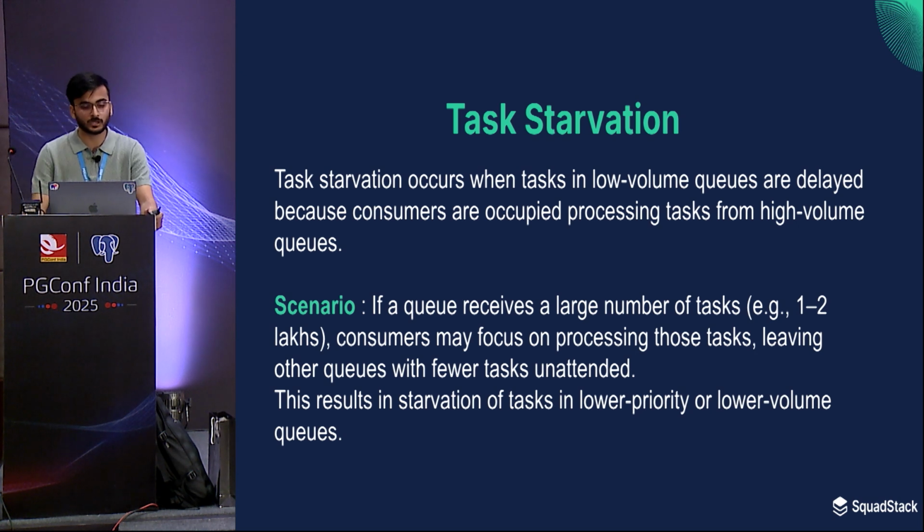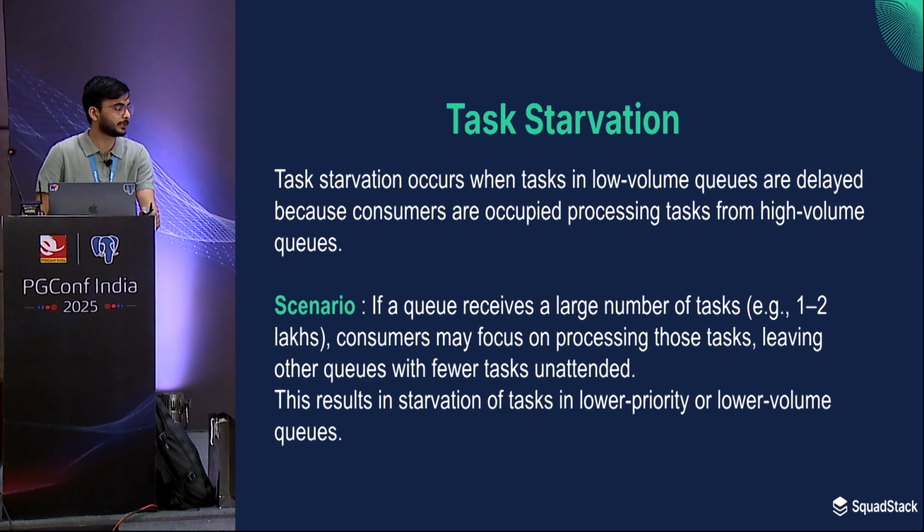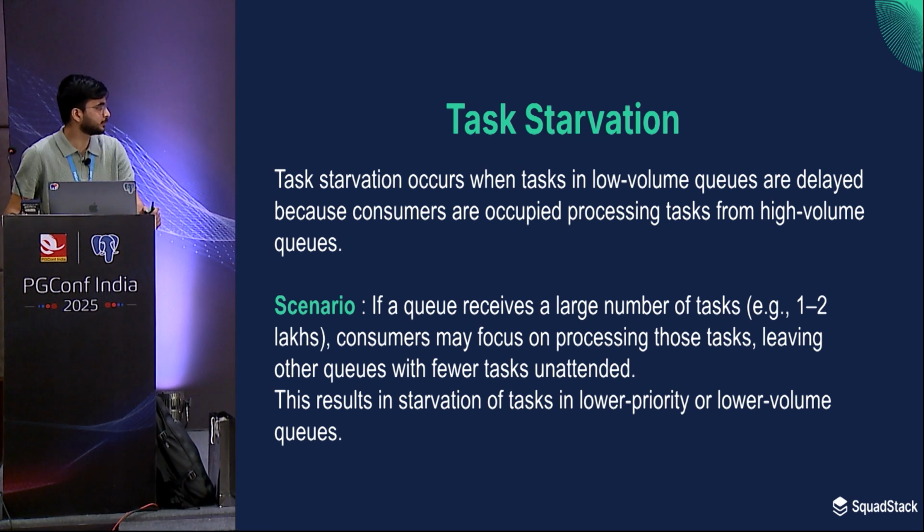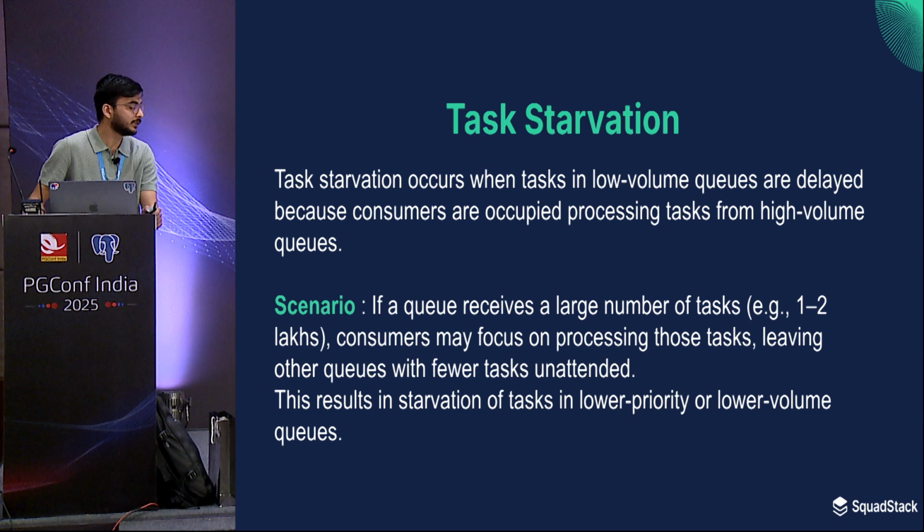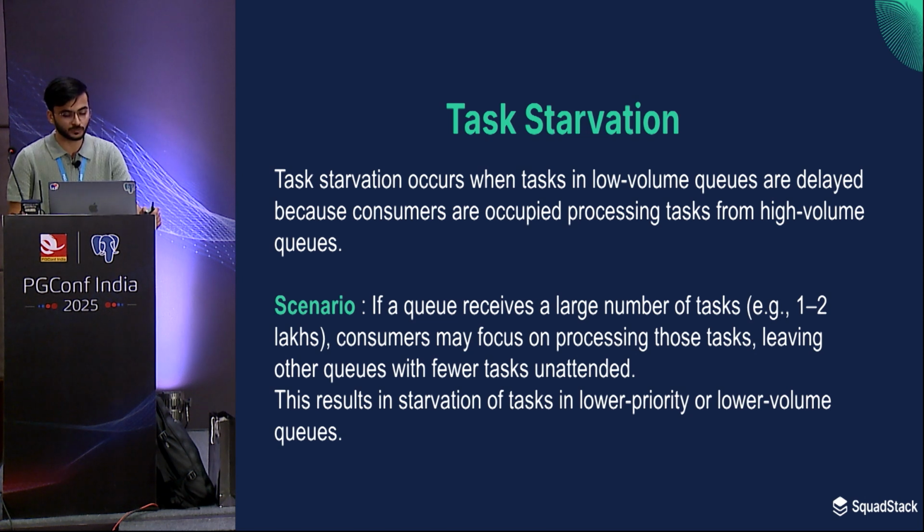Now let's move on to the second issue that we faced, task starvation. In that, low volume queues are delayed because our consumers were busy working on the high volume queues. This is the scenario that I explained. If a queue receives a large number of tasks, the consumers start processing from it and leave the other queues unattended. This results in starvation of a few queues, like a few high priority queues.